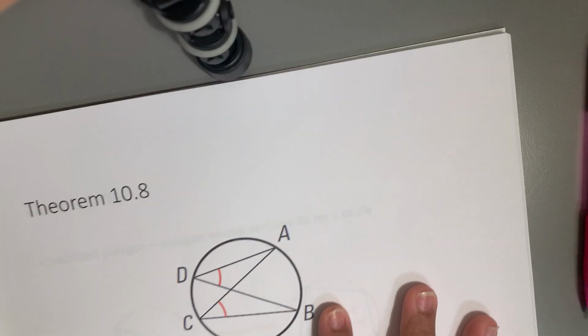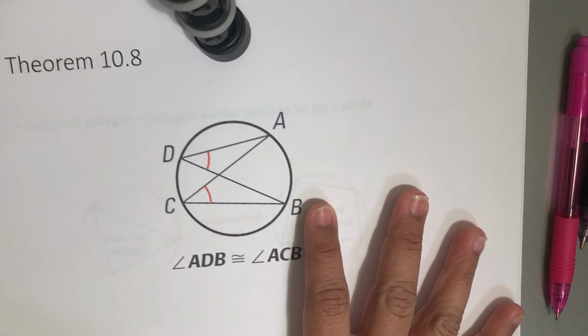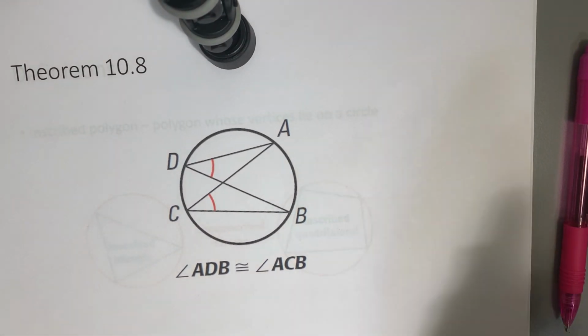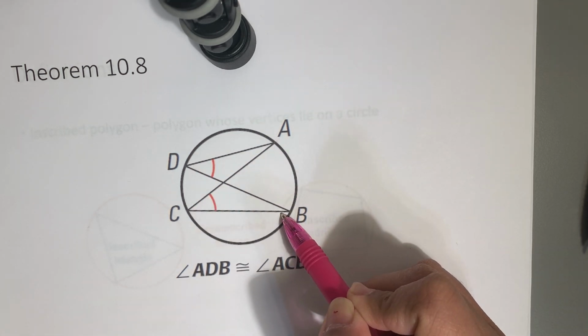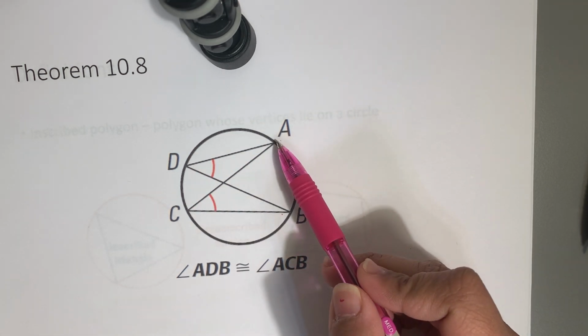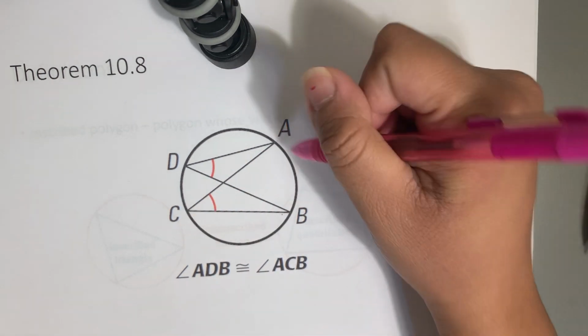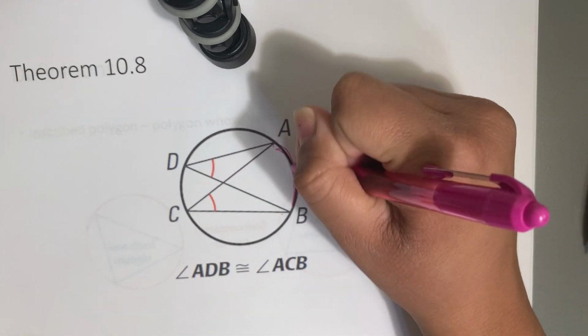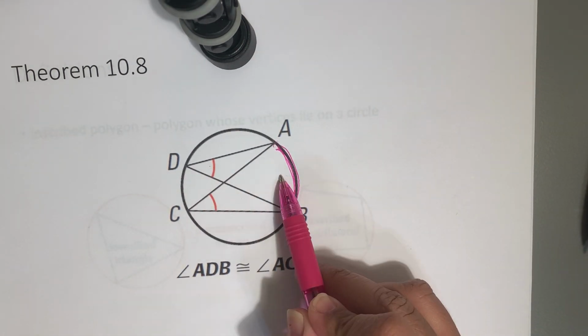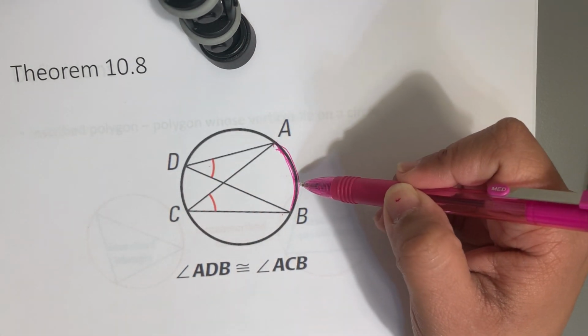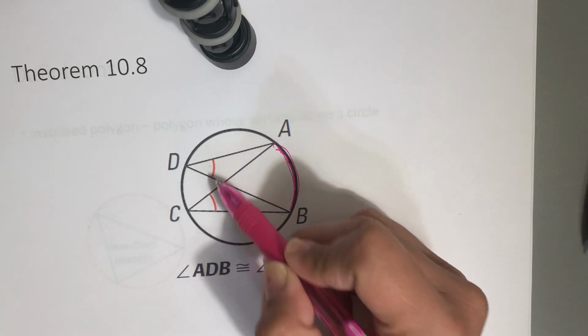So this one is more common sense. Angle ADB is congruent to angle ACB because they share the same arc. So if you notice, they share the arc. This arc isn't different. It's the same arc, so they both have to be congruent.